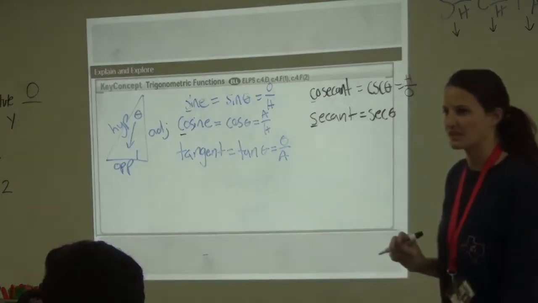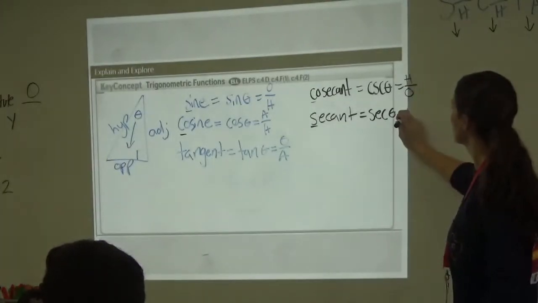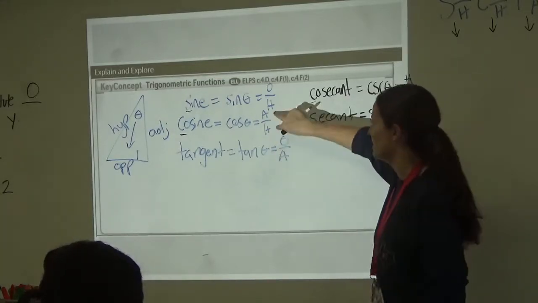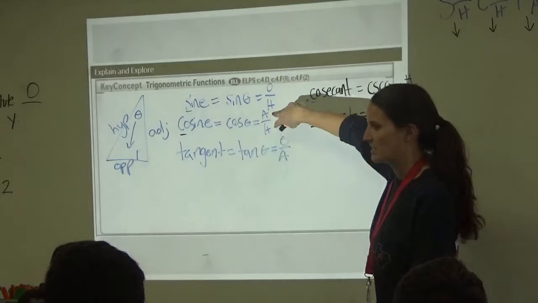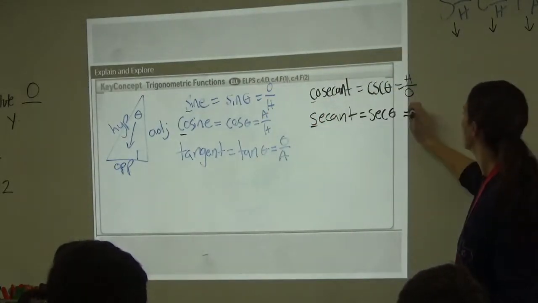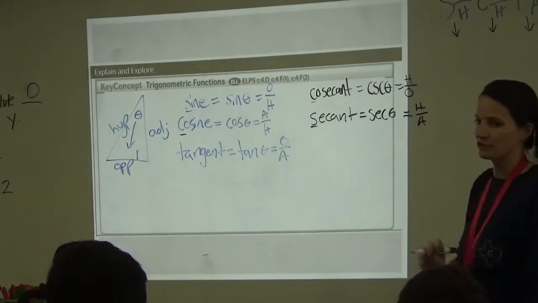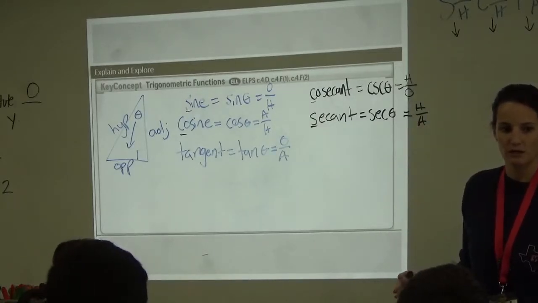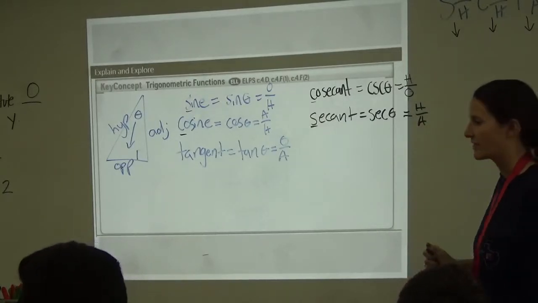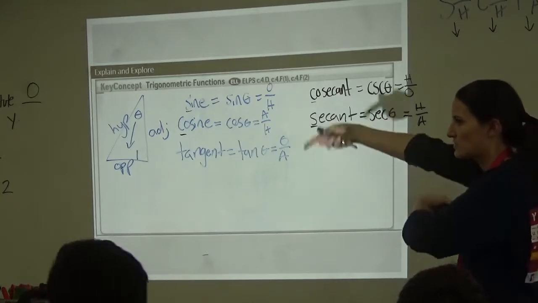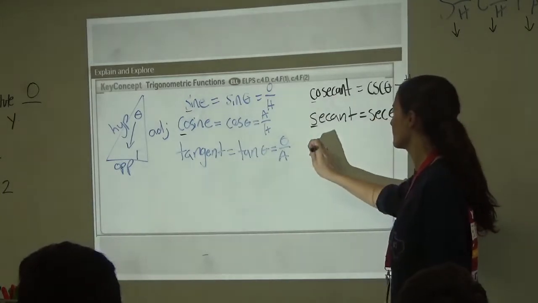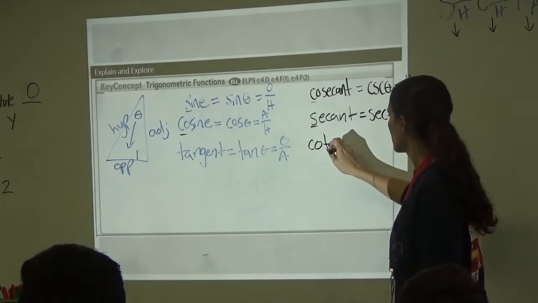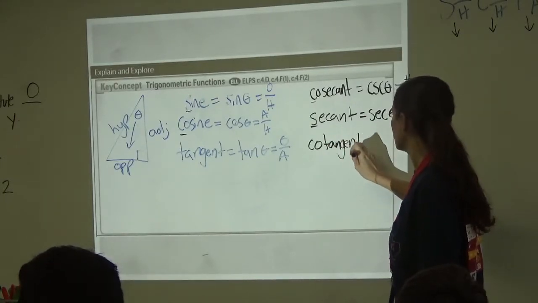SEC, secant of theta. And so, Jonathan, if cosine is adjacent over hypotenuse, what is secant? Hypotenuse over adjacent. Right? Hypotenuse over adjacent, the reciprocal. Okay? Last one. We've got tangent. The reciprocal function of tangent is what we call cotangent.